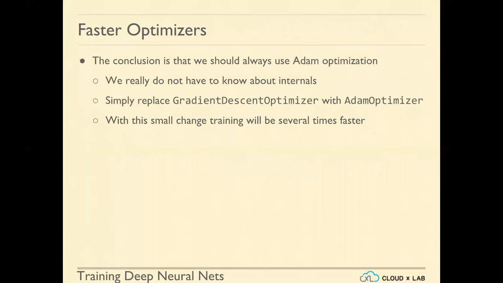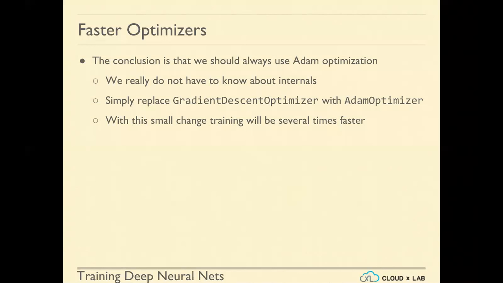So the conclusion is that we should always use Adam optimization. We really don't have to know about internals. Simply replace the gradient descent optimizer with the Adam optimizer. With this small change, training will be several times faster and will converge sooner.